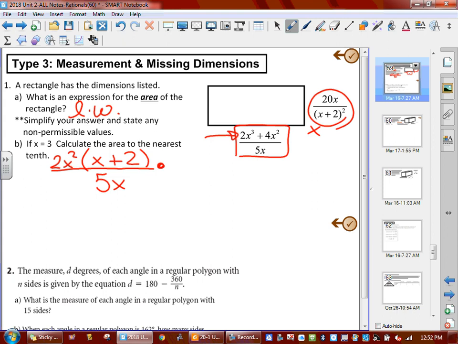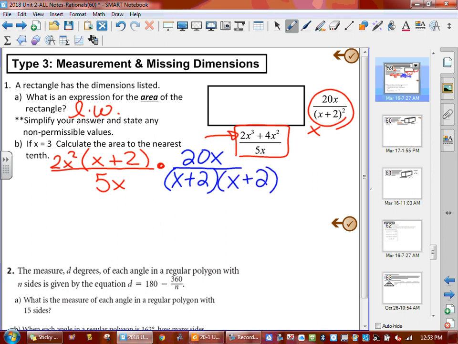Okay, and that's going to multiply by the second side. The second side has a 20x on the top, and on the bottom it's got x plus 2 squared. What that means is there's 2 of them. So write them out and expand it, because otherwise you're going to forget how many you have.